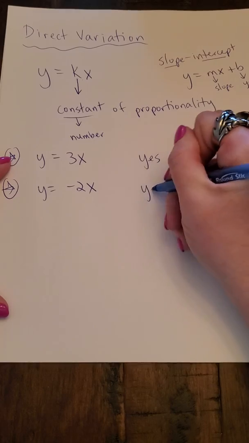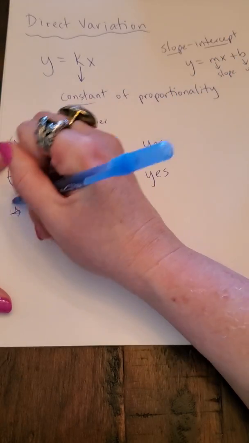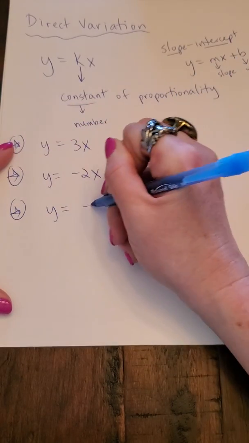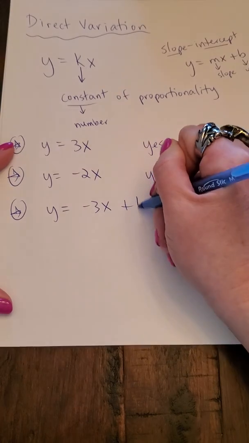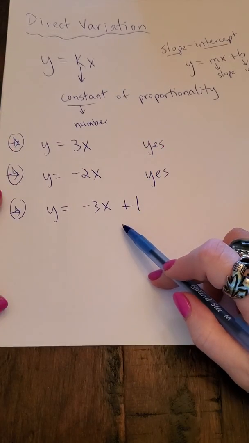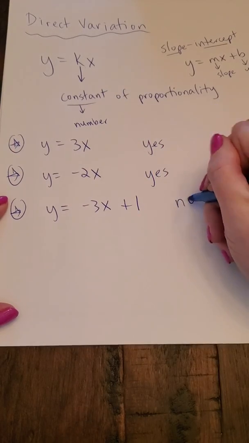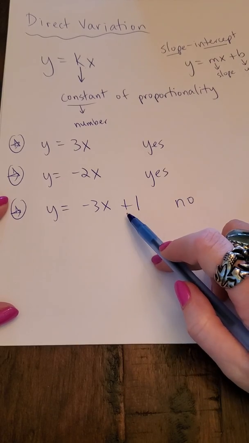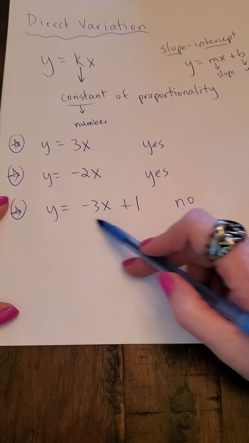So that would be a direct variation. Let's look at another one. Y equals negative 3x plus 1. Now, is that a direct variation? No, it is not. And the reason it's not a direct variation is it's not in the same format.